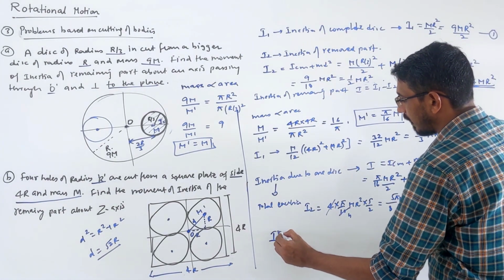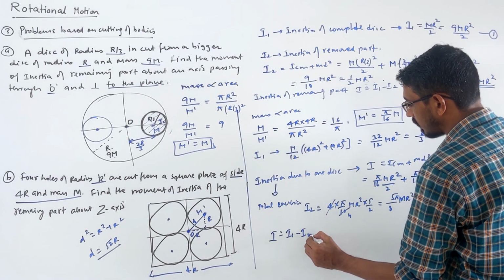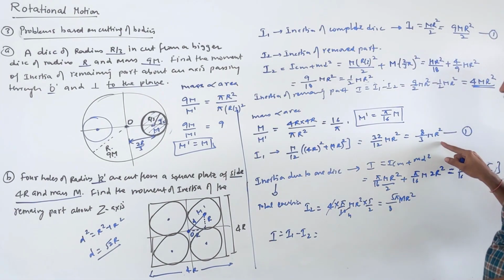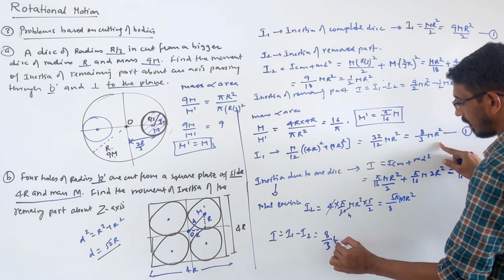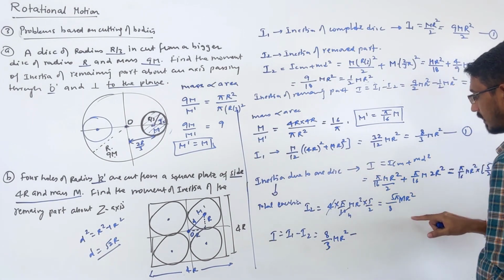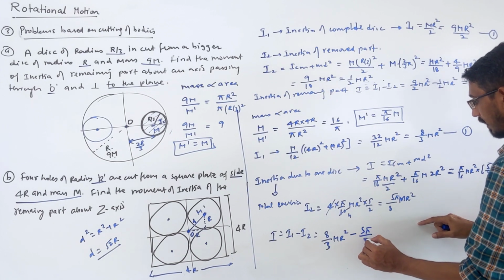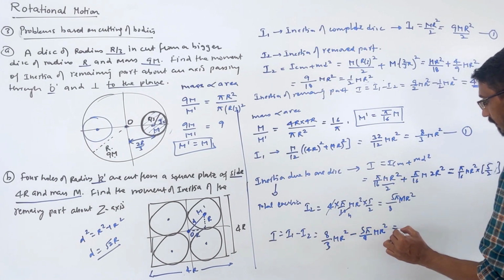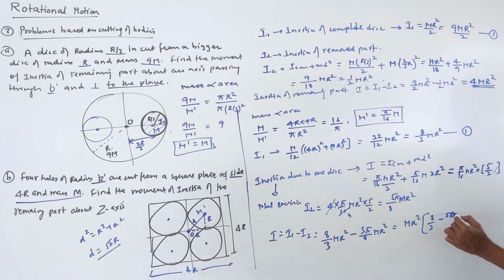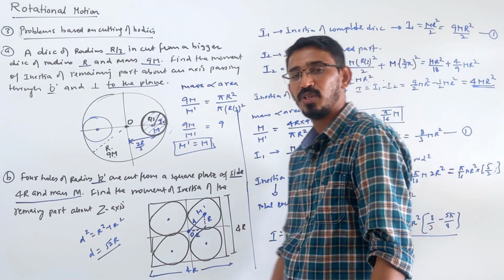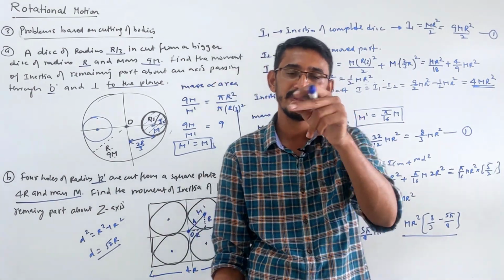The inertia of the remaining part is I1 minus I2. The inertia of the complete disc we wrote already: 8 by 3 of mr square minus 5 pi by 8 of mr square. Taking mr square common, what remains is 8 by 3 minus 5 pi by 8. That's the inertia of the remaining part. Hope I did the calculation correctly. If anything is wrong, please put it in the comments.